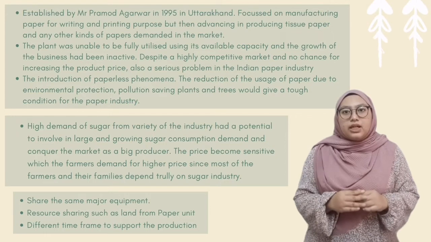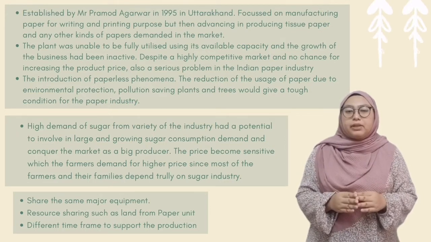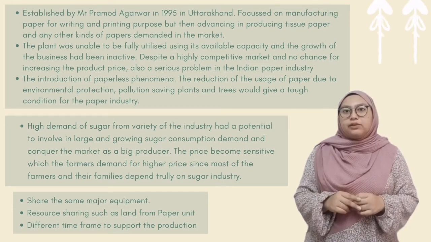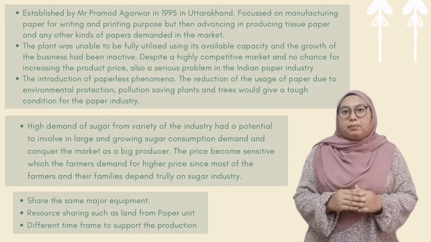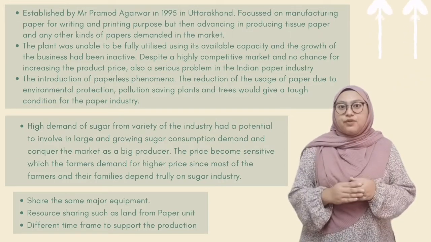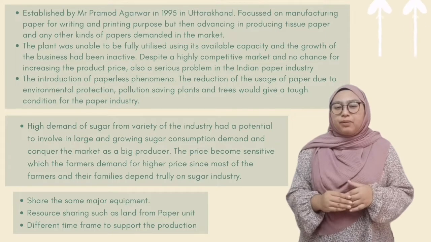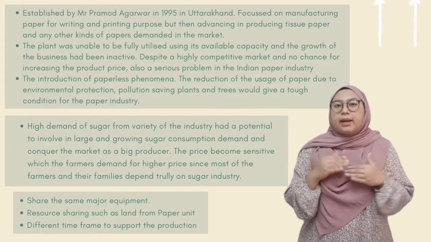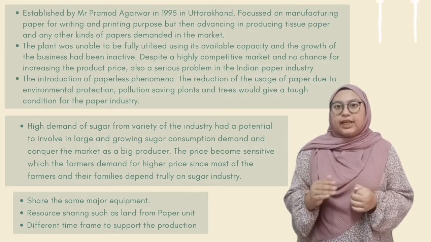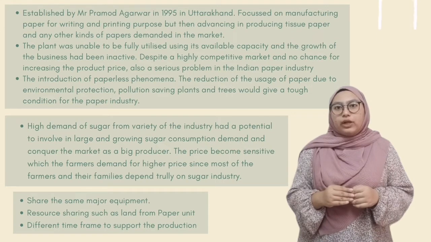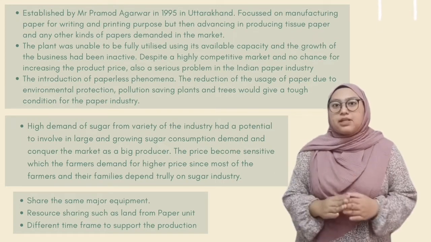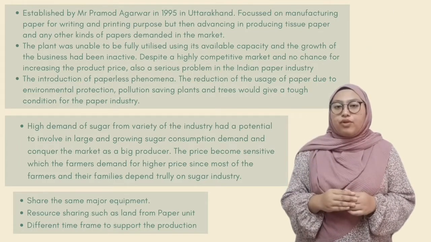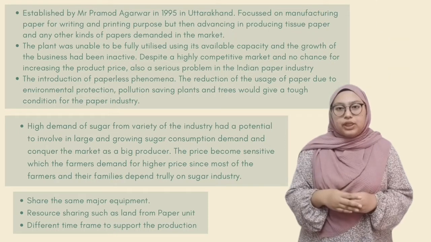The reduction of the usage of paper due to environmental protection and the revolution of the computer and internet that are able to provide information for the users make the demand for paper tremendously decline. Next, for the sugar industry, due to high demand of sugar from a variety of industries such as bakeries, soft drinks manufacturing and hotels, the company has a potential to get involved in large and growing sugar consumption, demand and conquer the market as a big producer. The price becomes sensitive, as the farmers demand higher prices since most of the farmers and their families depend truly on the sugar industry.